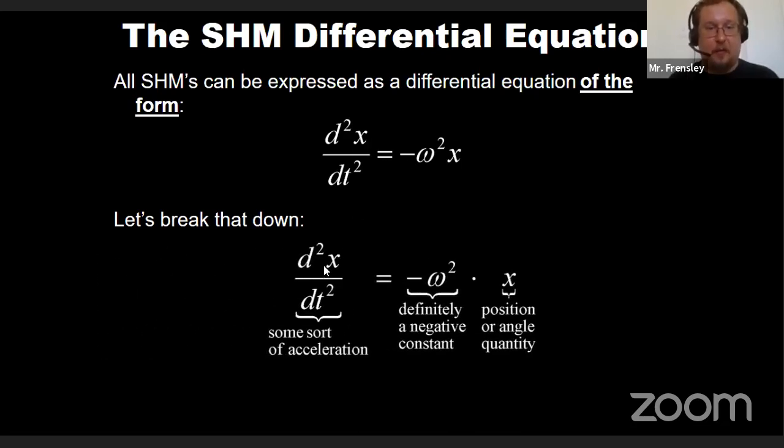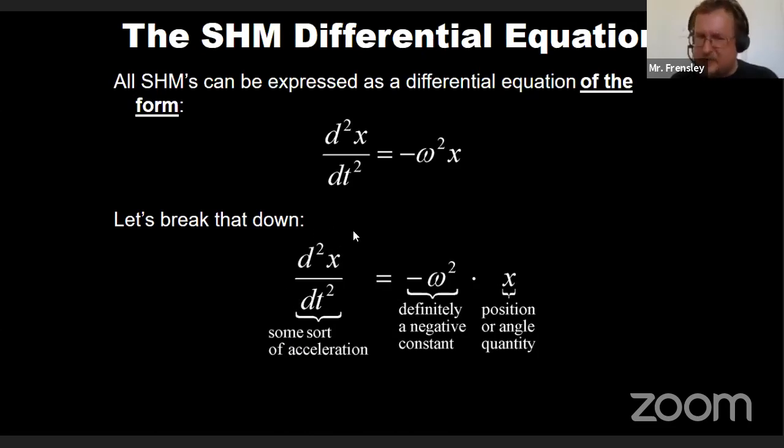So I'm going to take the same equation and break it into pieces. We're looking at some sort of acceleration. Let me warn you, this could be a linear acceleration, the second derivative of x with respect to time, or it could be an angular acceleration. That means the second derivative of theta with respect to time. But if this is the second derivative of theta with respect to time, then you've got to have a theta right here. So that's why I say some sort of acceleration.